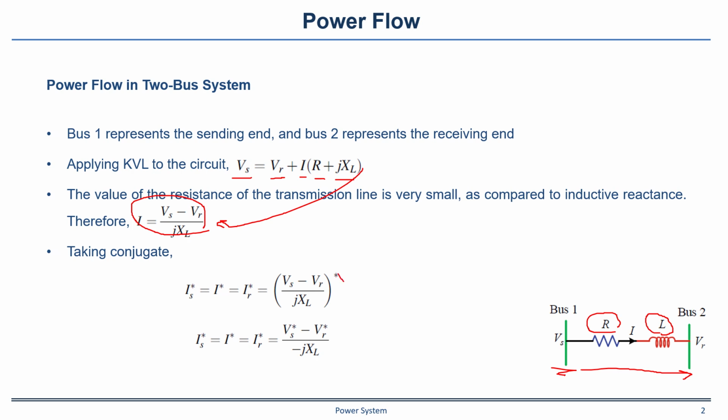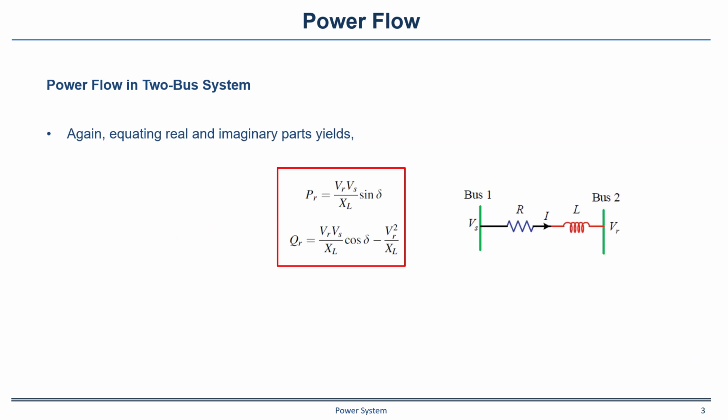So here we can conjugate this one, or we can use the same one, and from those equations we can find the value of the active and reactive power. These two are golden equations, we call them. So what are these equations?